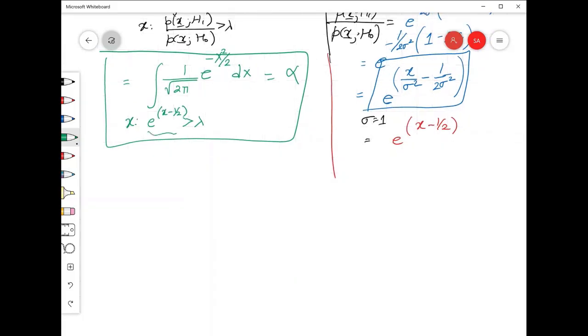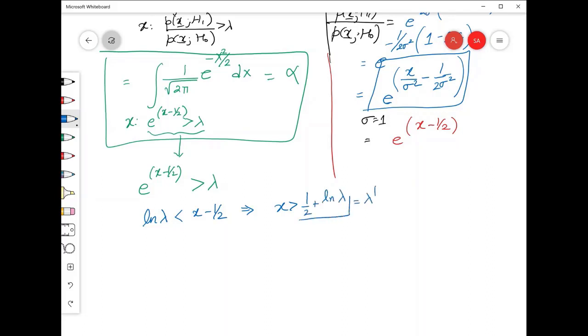Now again, let me further simplify. What does this mean here? If I solve this, e power x minus half is greater than lambda. Taking log on both sides, I get log of lambda is less than x minus half, or x is greater than half plus ln lambda. Let me take this to be lambda hat. So when x is greater than lambda hat, this condition is satisfied, where lambda hat is this point.